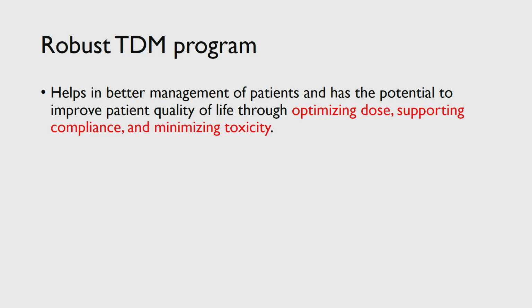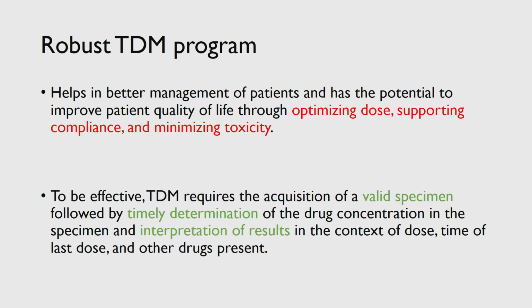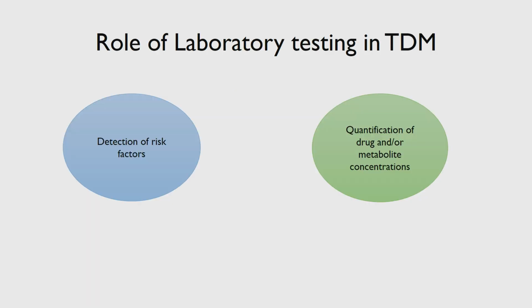A robust TDM program helps in better management of patients and has the potential to improve patient quality of life through optimizing dose, supporting compliance, and minimizing toxicity. But to be effective, the program requires acquisition of a valid specimen, followed by timely determination of the drug concentration in the specimen and interpretation of the results in the context of dose, time of last dose, and other concurrent drugs present.